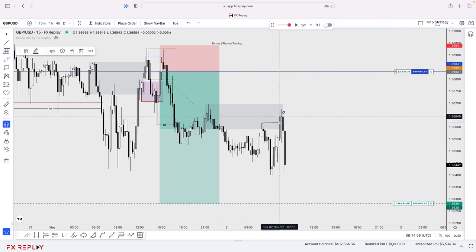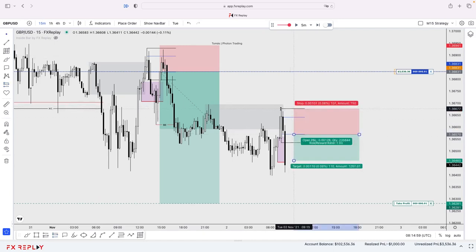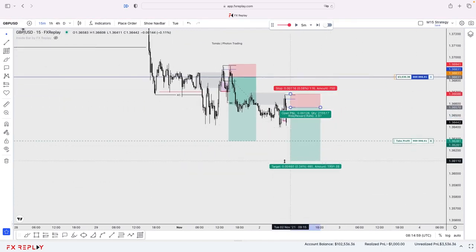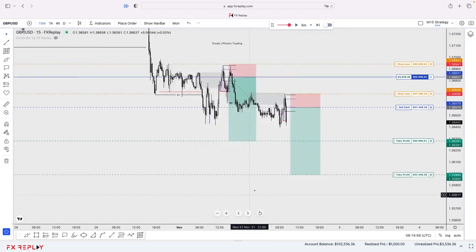I have a fake break here. I have the PBO. And we have the change of character. One pip, okay, and 5R. Place the order. Let's go.